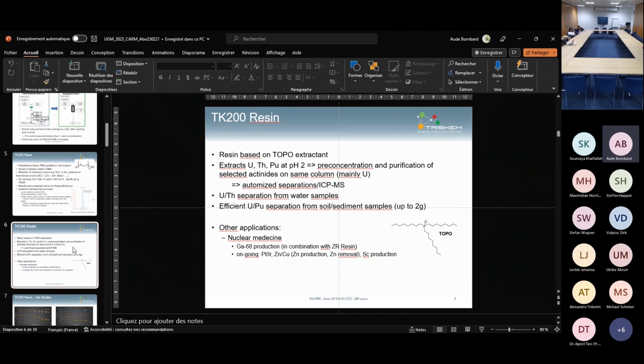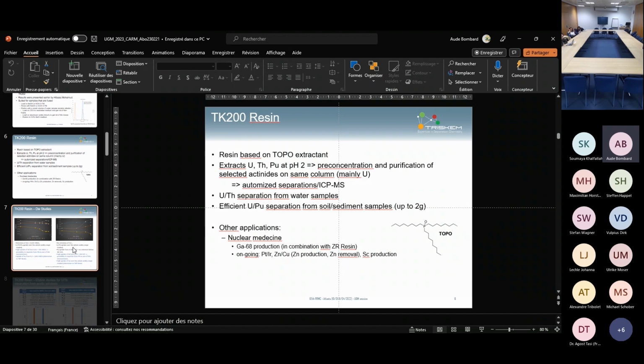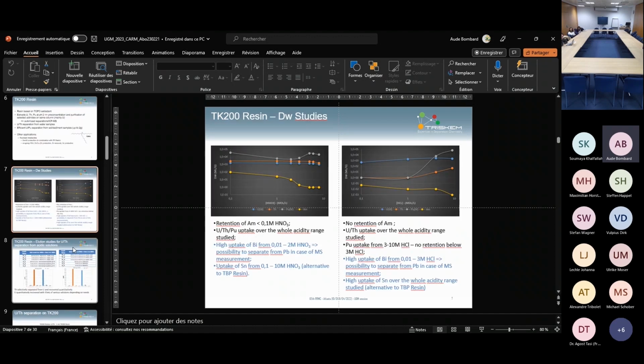So there are two main applications: uranium-thorium separation and also uranium-plutonium separation. So I will present that. There are other applications, but here again, it's for nuclear medicine, and these applications will be presented within Stefan's presentation. So here are some distribution coefficient studies.